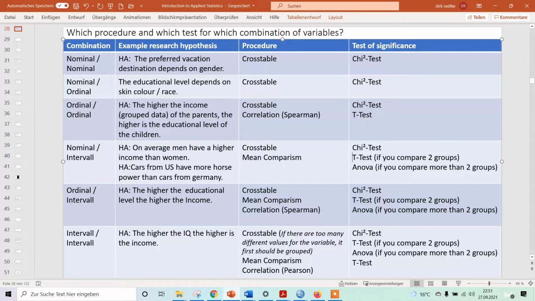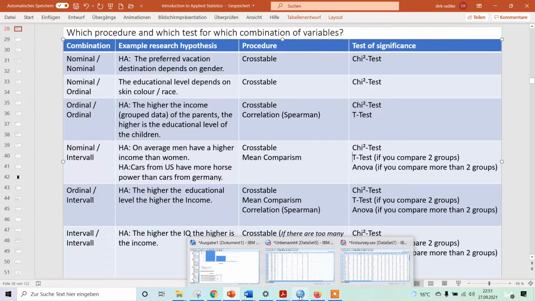But what you can do here is compare the means. And when you compare the means to see if the difference is really significant, there are two different possibilities. First, you can apply the t-test, if you compare just two groups, like men and women. Or if you have more than two groups, then you need to apply the ANOVA. And the ANOVA is a little bit more complicated than the t-test. So let's first apply the t-test and then the ANOVA.